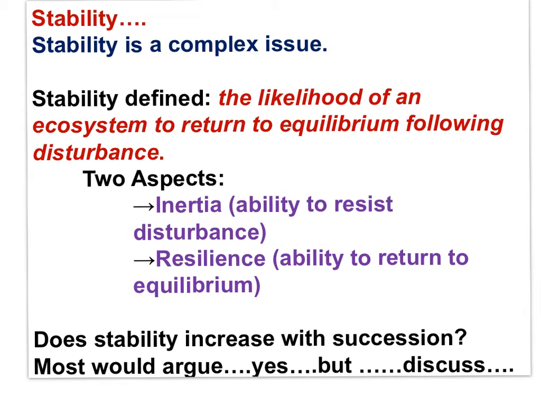Stability is a complex issue, and it's defined as the likelihood of an ecosystem to return to equilibrium following disturbance. There are two aspects. There's inertia, which is the ability of a system to resist disturbance, and there's resilience, the ability of a system to return to equilibrium. Let's start with succession, and I ask, does stability increase with succession? And most would argue yes, but this is a discuss action term, so let's take a look.